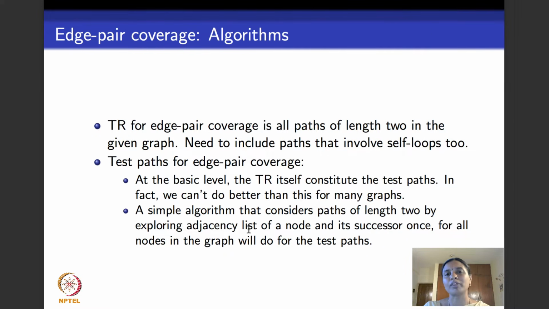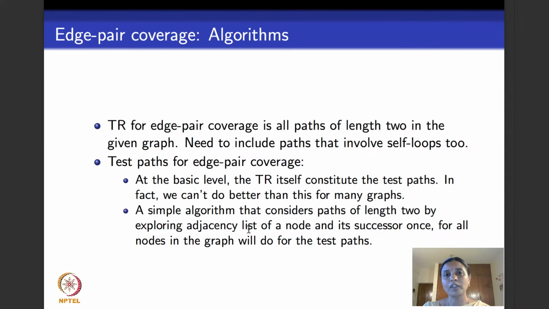We saw an example of a graph where in fact we cannot do better than that. The TR itself becomes the test path. Otherwise, I can again run BFS or DFS and get a set of test paths that will satisfy edge pair coverage as a test requirement.